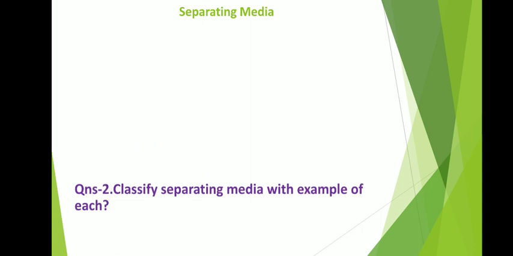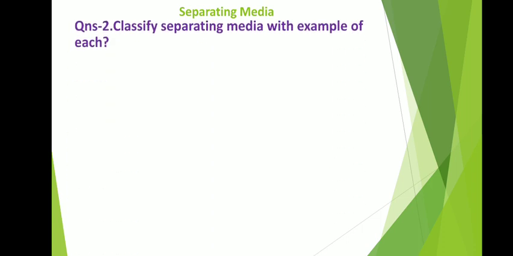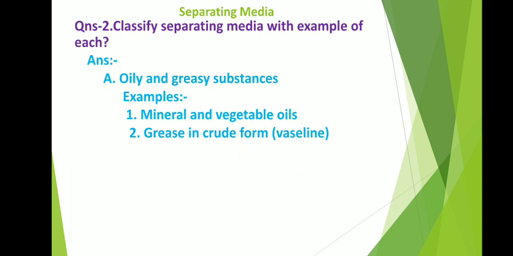The next question is, classify separating media with example of each. The answer is number 1, oily and greasy substances. Example, mineral and vegetable oils. Grease in crude form, which is Vaseline.